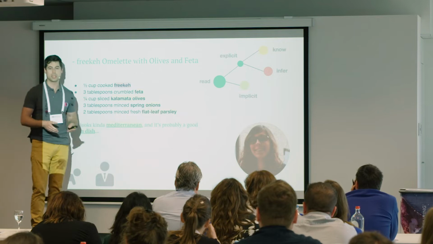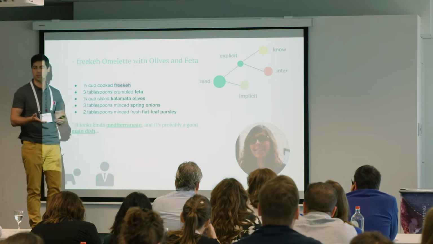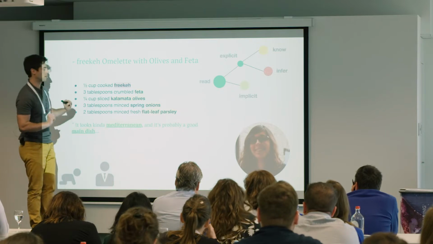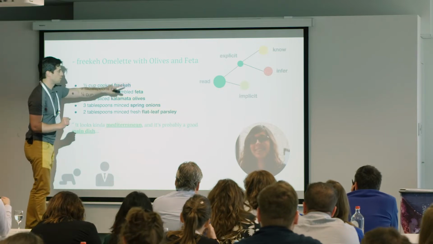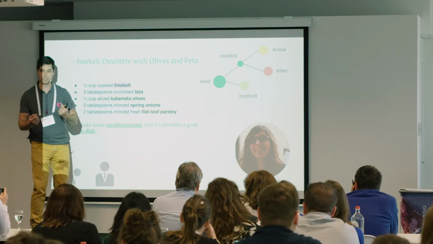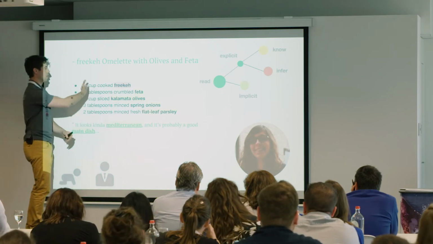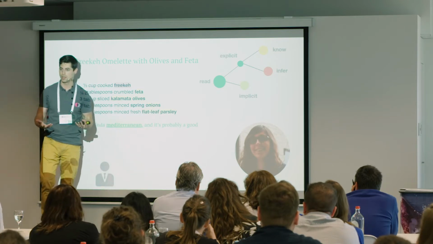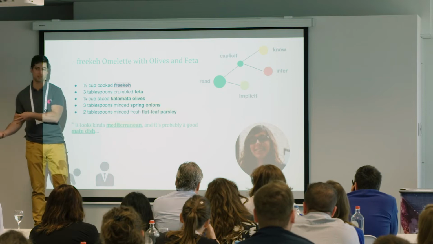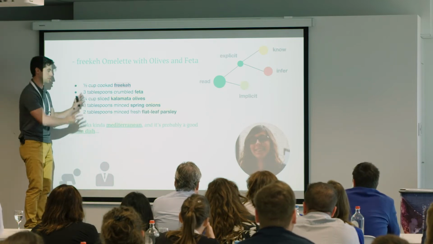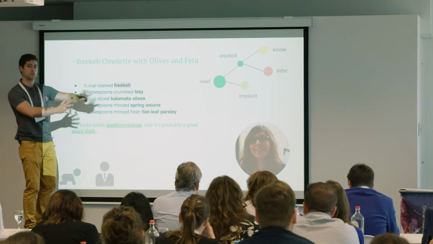But for example, freekeh, she had never seen that before. She didn't know that was an ingredient. But still, she's very smart, she was able to infer that freekeh is probably an ingredient in this sentence. Because after a phrase like one and a half cups of cooked something something, that something something is often going to be an ingredient. So that's for the explicit part. So she recognizes some things, she infers some things.